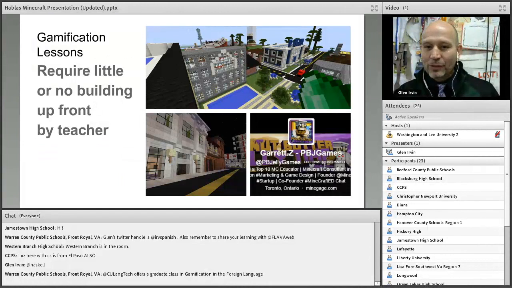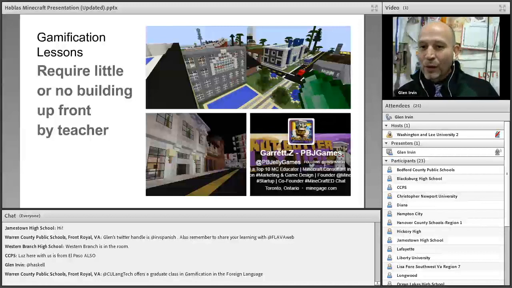I'll go ahead and skip to the next one. So the gamification lessons, as I just told you, require little or no building up front. That's the most intimidating part for a teacher. As you see these structures here in this slide, I didn't create any of those things, if you can imagine that. Those were all created by students, either in class or outside of class.